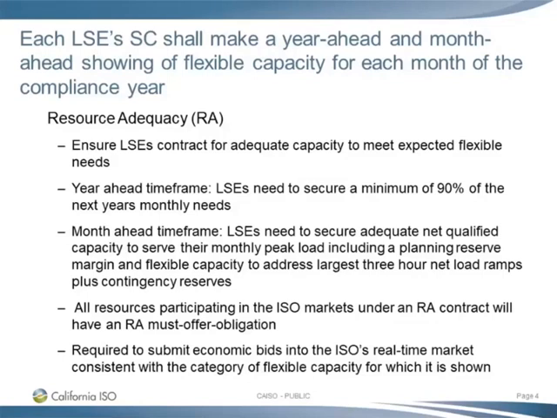And then all resources participating in the ISO market under an RA contract will have an RA must-offer obligation. They are required to submit economic bids into the ISO market, and this is what is done today. Next slide, please.